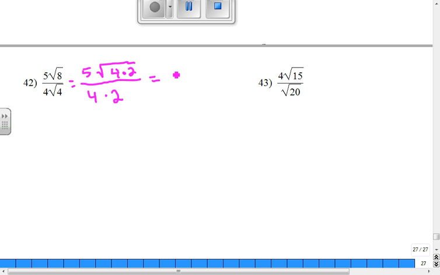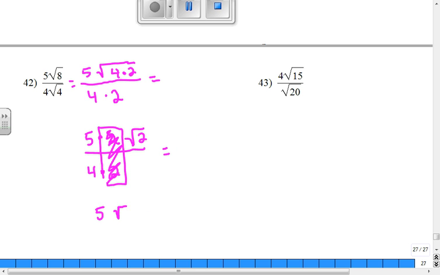So we have 5 times the square root of 4, which is 2, times the square root of 2. Down here, we have 4 times 2. Notice I didn't multiply them out because it's easier just to cancel the 2's. So they make a 1. We get rid of them. So we're left with 5 times the square root of 2 over 4.